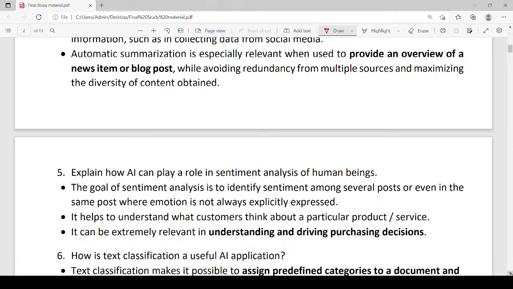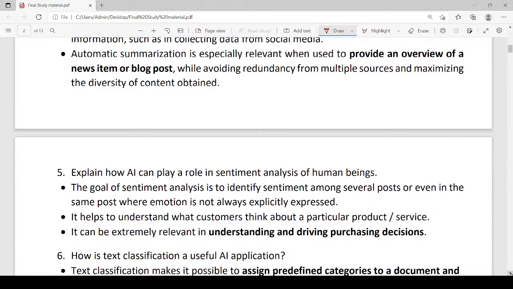Do you know what is text classification? We have come across this term text classification. What is it? What do you understand by the term text classification?